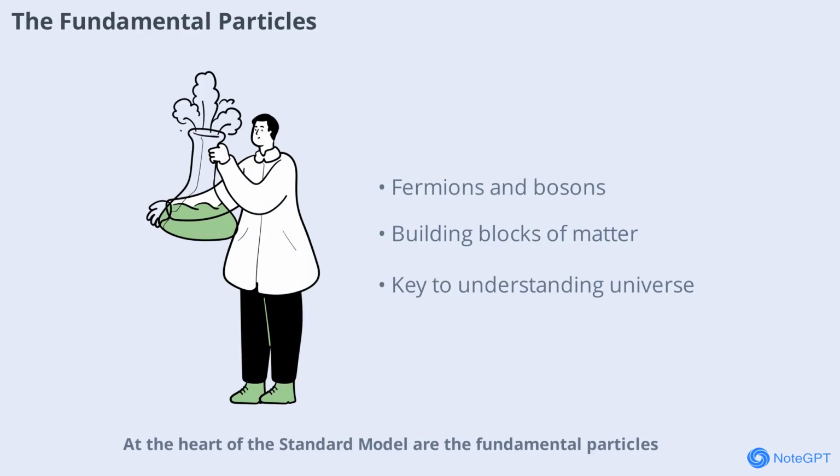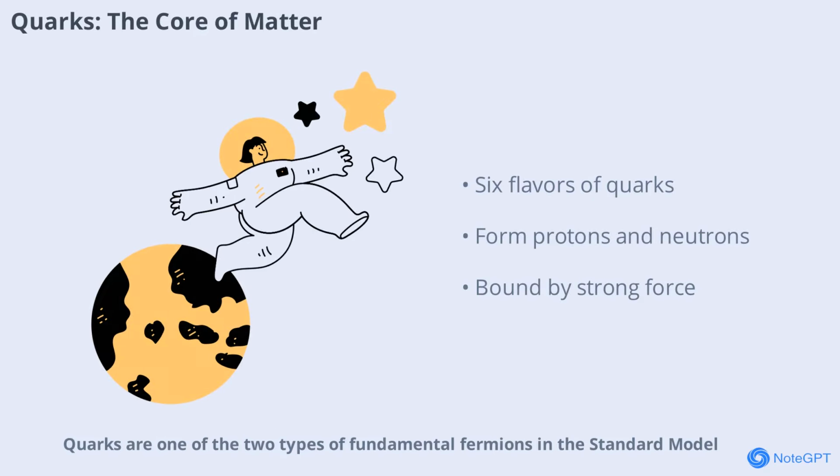The heart of the Standard Model is the fundamental particles. These are the smallest known building blocks of matter. The model organizes them in two main groups, fermions and bosons. Fermions include quarks and leptons, which make up matter, while bosons are force carriers. Understanding these particles is key to understanding everything from atoms to galaxies. As we move forward, we'll take a closer look at each type and see how they fit into the bigger picture of the universe.